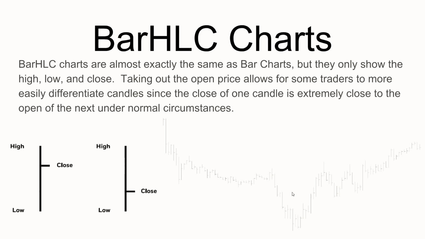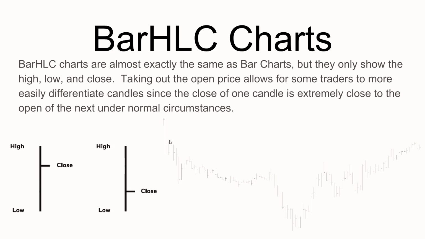The next one we'll discuss is the bar HLC chart. That HLC stands for high, low, close. And so all this bar chart shows you is the high price, low price, and close price. Once again, you're not able to distinguish the open price. This is very similar to the line chart. You can get a rough idea of where that open price was by the close of the previous bar.